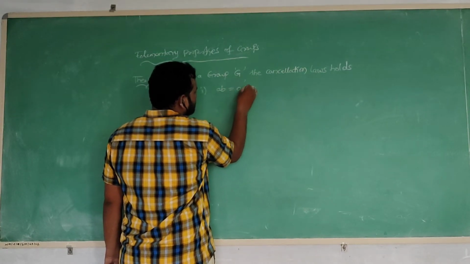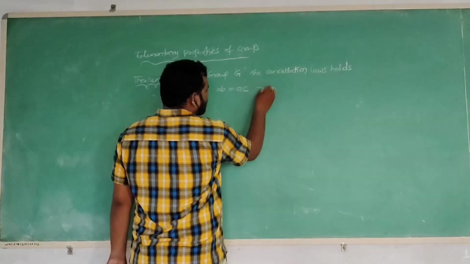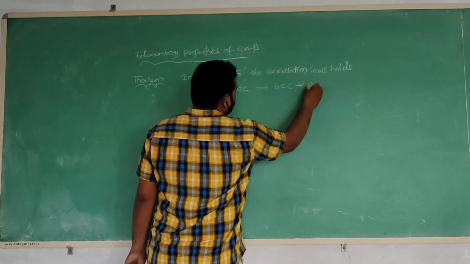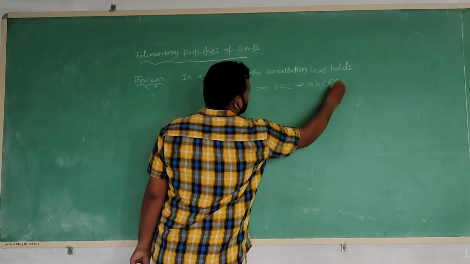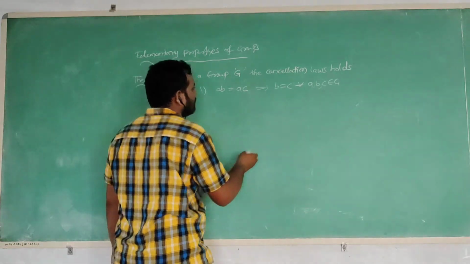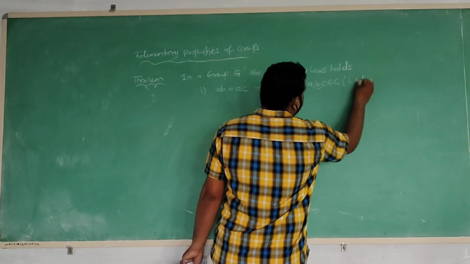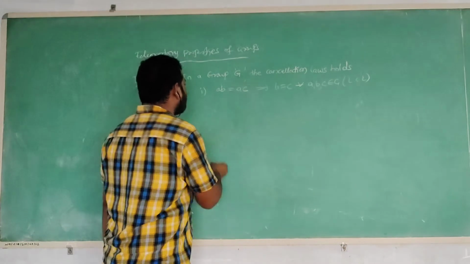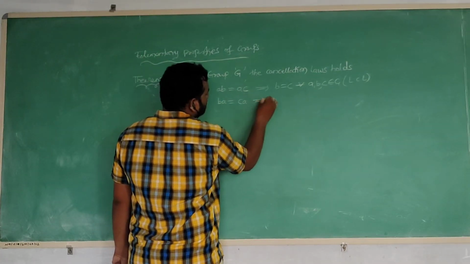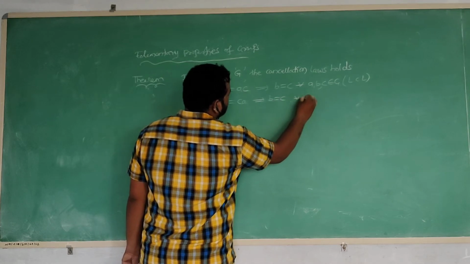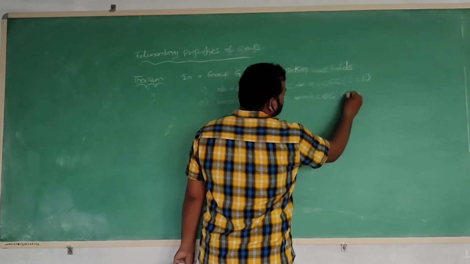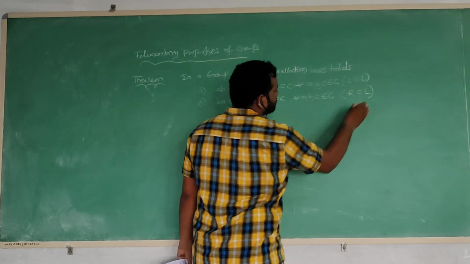AB equals AC implies B equals C for all A, B, C belonging to G. This is also known as the left cancellation law. Okay, left cancellation law. Second one: BA equals CA implies B equals C for A, B, C belonging to G, which is also known as the right cancellation law.